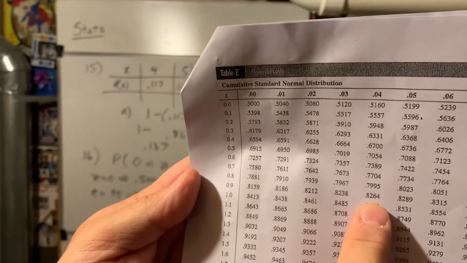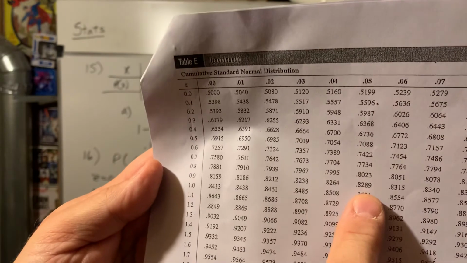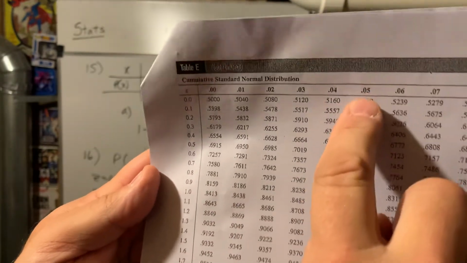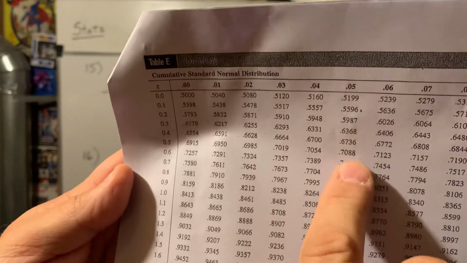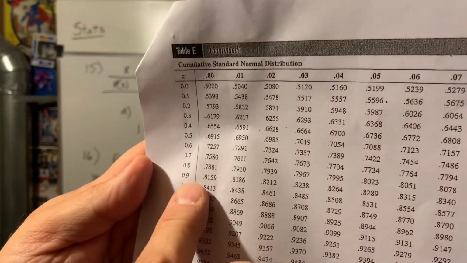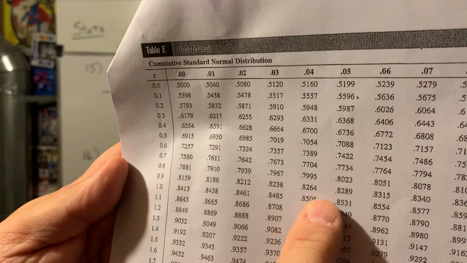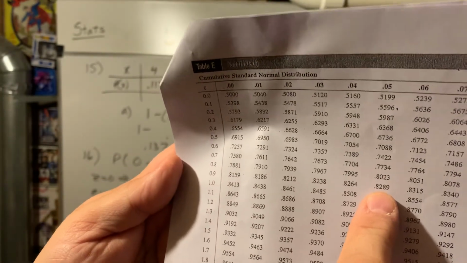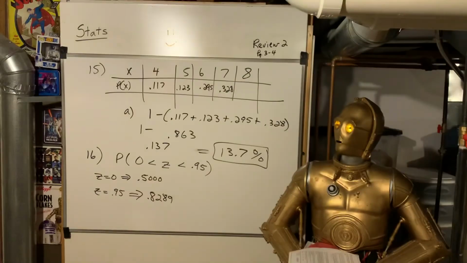0.93, 0.94, and 0.95. So you looked up 0.9 and followed it over to 0.05 on the top and down. And that's how we get 0.95 is 0.8289. Okay? So that's how we use the chart.